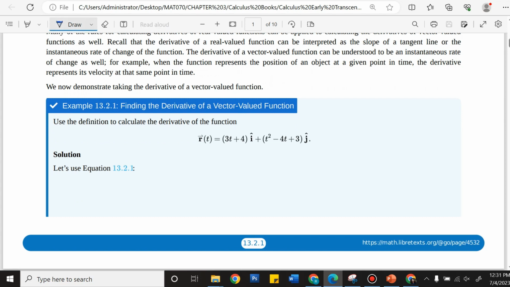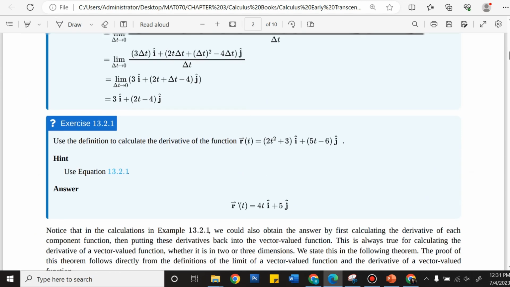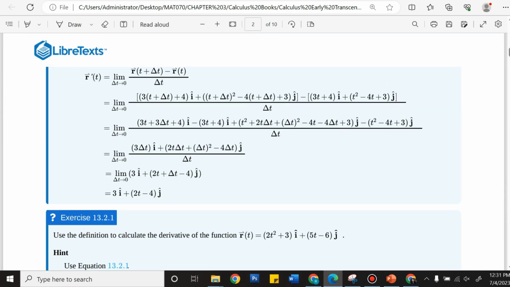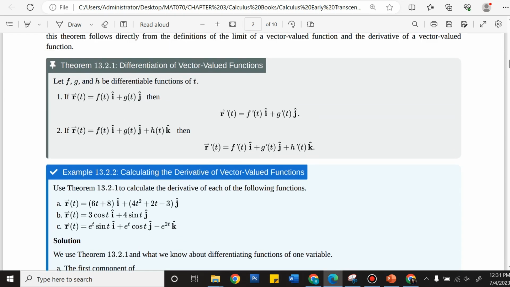Now, how do we get the derivative, class? Same lang gihapon. The derivative of this is 3 times i, which is 3i, plus the derivative of this, which is 2t minus 4j. Dali na kayo, no? So again, I will not require you to do the 3-step rule. You can go straight to the theorem. This is the theorem. Okay?